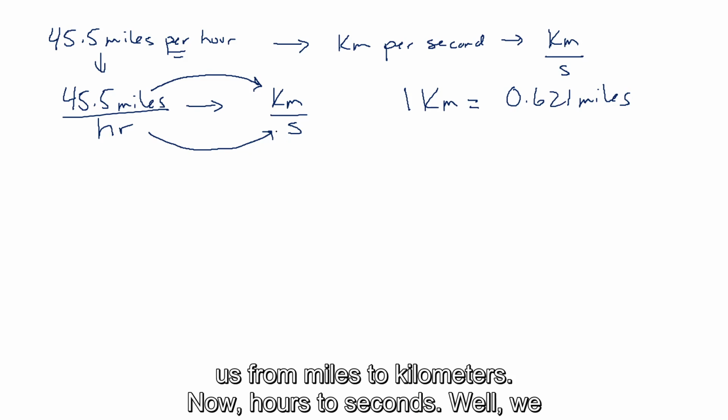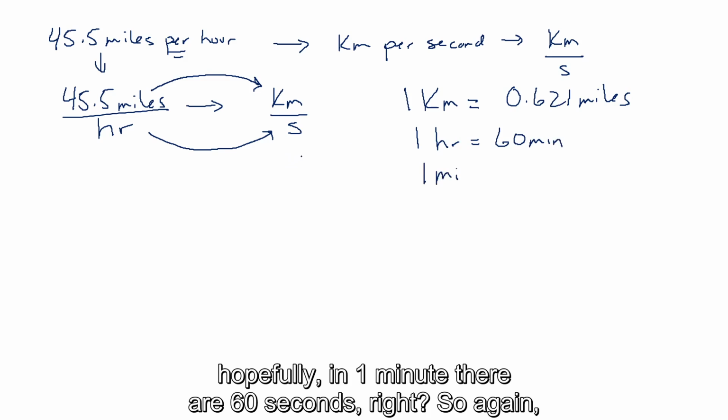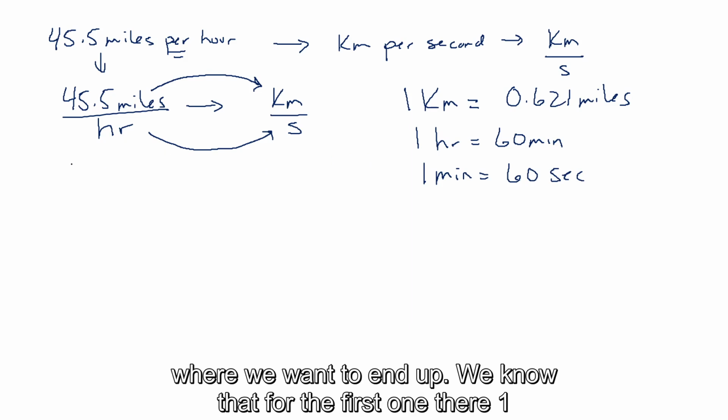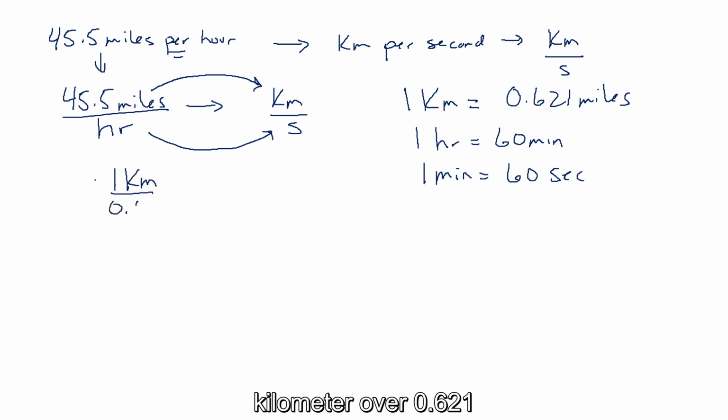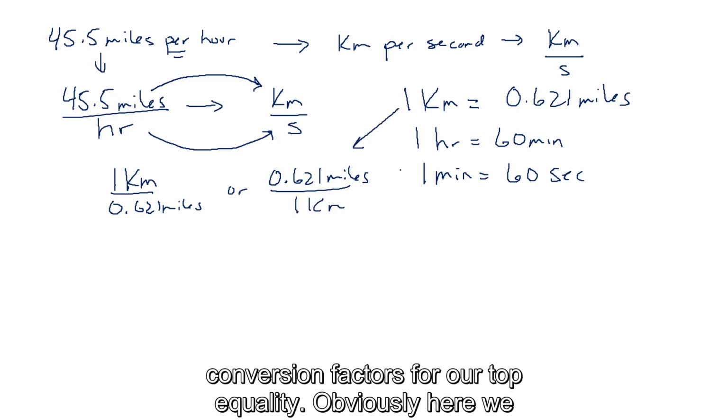Now, hours to seconds. Well, we hopefully know in 1 hour there are 60 minutes, and we know hopefully in 1 minute there are 60 seconds, right? So again, these are a few equalities that we can use to get us to where we want to end up. We know that for the first one there, we have 1 kilometer over 0.621 miles, or 0.621 miles over 1 kilometer. These would be the two conversion factors for our top equality.